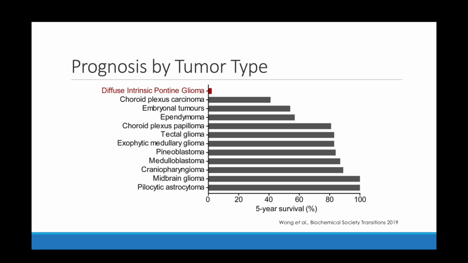Pilocytic astrocytoma, the 5-year survival is on the order of 100%. For something like medulloblastoma or craniopharyngioma or pinealoblastoma, it's somewhere between 80 to 90%. And then as we go further down this chart, we see ependymoma, where the 5-year survival is somewhere around 60%. Embryonal tumors are up there as well. And then diffuse intrinsic pontine glioma, that's a DIPG, which is again that high-grade glioma, often has the H3K27M mutation. And we see that the 5-year overall survival is in the single digits range. These patients do very, very poorly.